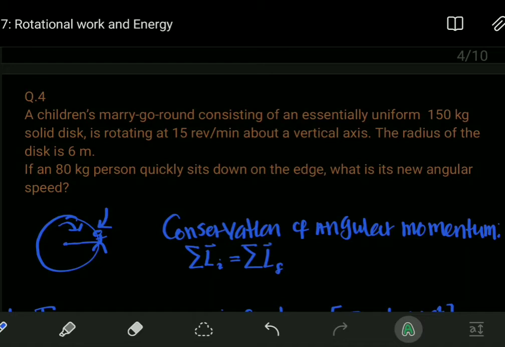Okay, so this is more like a collision where we have object 1 hitting object 2, and then they move together with the same speed. Okay, so we can relate that to this situation here. So we have object 1 as the disk with the mass of 150 kilograms, and our second object here is this person with the mass of 80 kilograms.